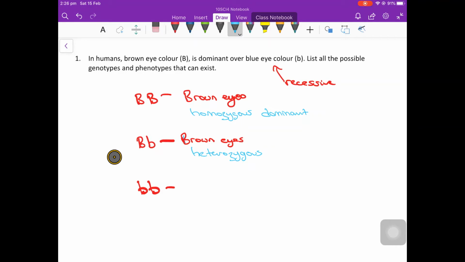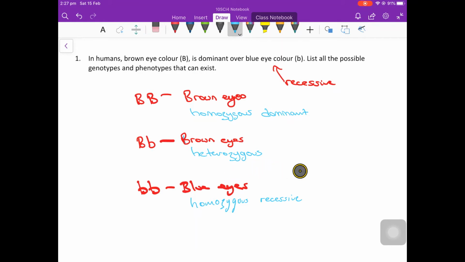In the third and final option, 2 lowercase b's, both alleles are for blue eyes, and so therefore this person will have blue eyes. And we're going to call this one, in genetics, homozygous recessive. So why is it homozygous? Well, it's homo because there's 1 type of allele, and it's recessive because they're both lowercase. So we've listed our genotypes here. These are our genotypes, the 3 possible options, and here are my phenotypes. There's 2 possible options for phenotypes.